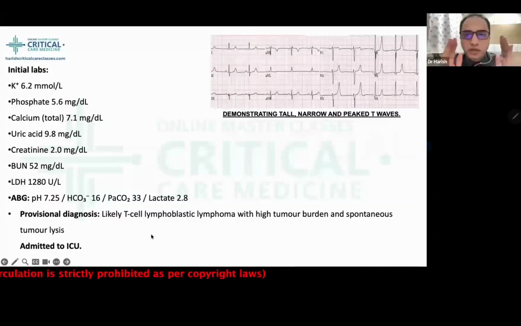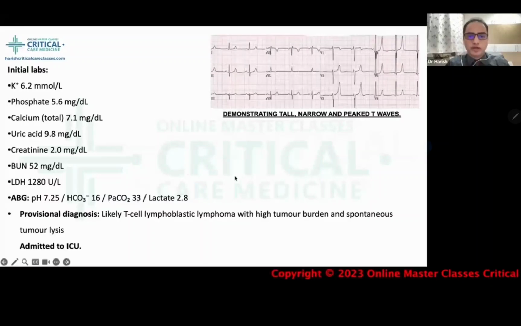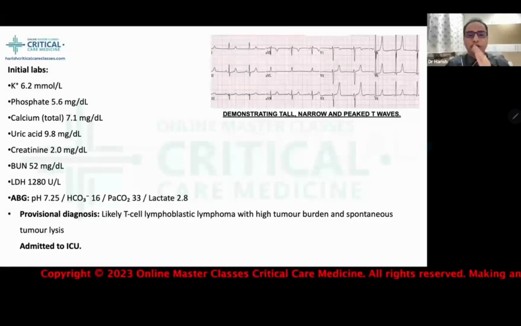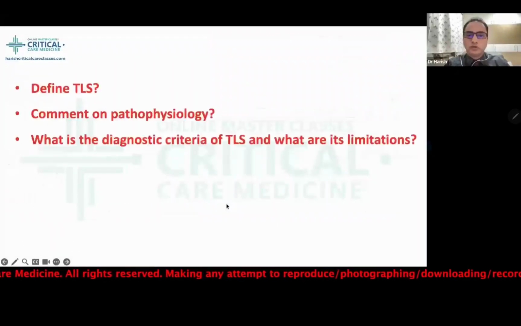So here we made a provisional diagnosis. Definitely the patient has an anterior mediastinal mass on the CT picture, along with the electrolyte profile. So we made a provisional diagnosis of T cell lymphoblastic lymphoma with high tumor burden, because the patient is having spontaneous tumor lysis syndrome. So definitely this patient needs ICU admission. We admitted the patient in the ICU. So basically a middle-aged male who has an anterior mediastinal mass because of T cell lymphoblastic lymphoma with spontaneous tumor lysis syndrome.